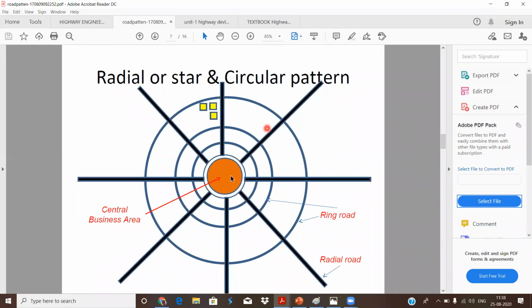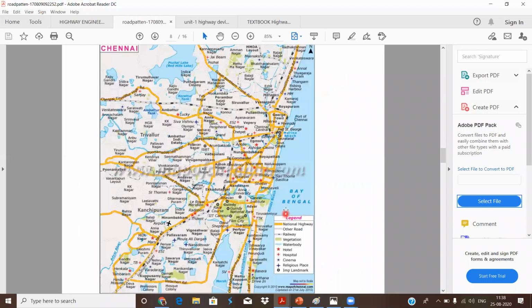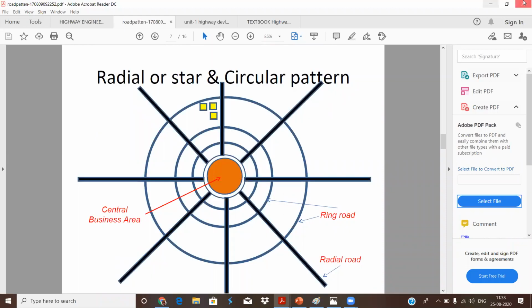In between the circular roads we have central business areas. Okay, so this is the central business area, and these are called ring roads, outer ring road, like in Hyderabad outer ring road, inner ring road. Approximately, not purely circular in shape, but at least it may be like a circular shape.